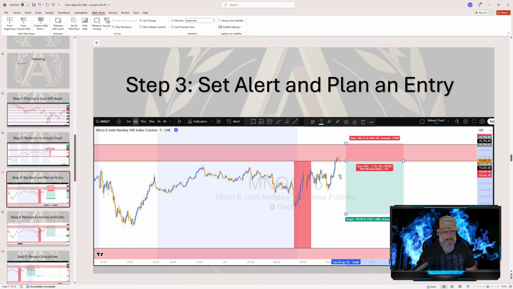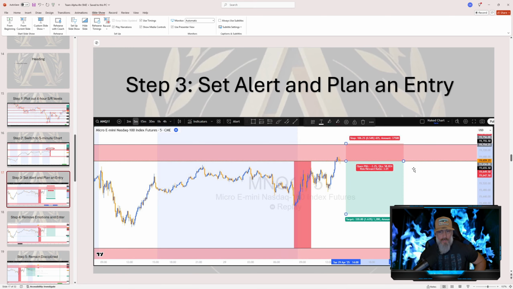So hey, check this out. Price is coming up to your level there. You might want to plan ahead. So then we go ahead and plan. What are we going to do? Are we playing a rejection or are we playing a breakout?